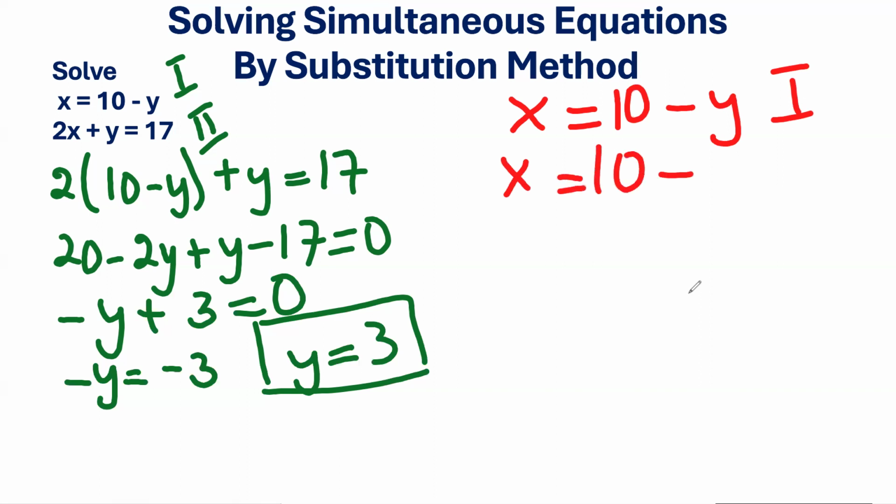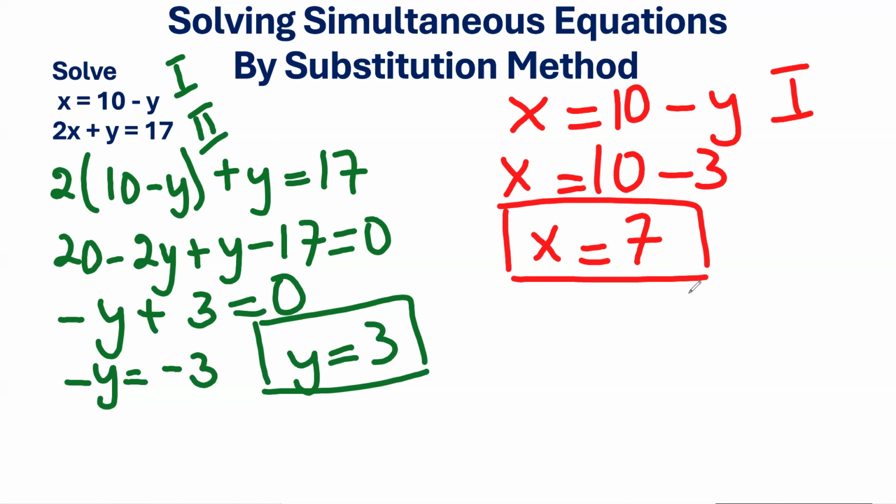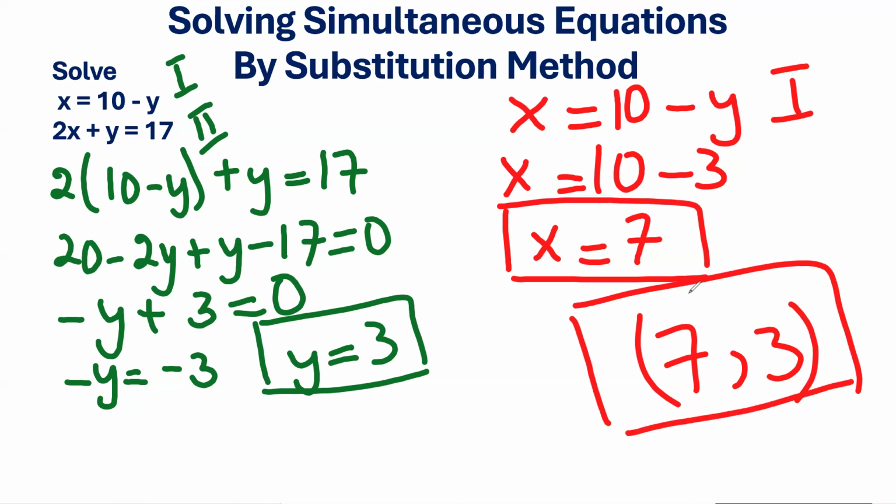What is the value of y? It is 3. So 10 minus 3 will give you 7. So you are completed with it. x is equal to 7 and y is equal to 3. This is the solution set. This is the answer, 7, 3. You are solving by substitution method. So now substitution method is completed.